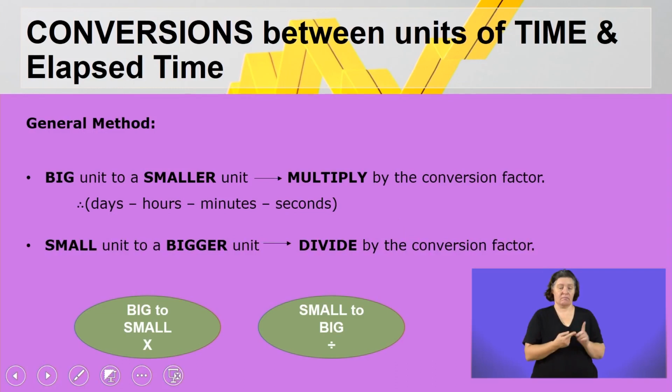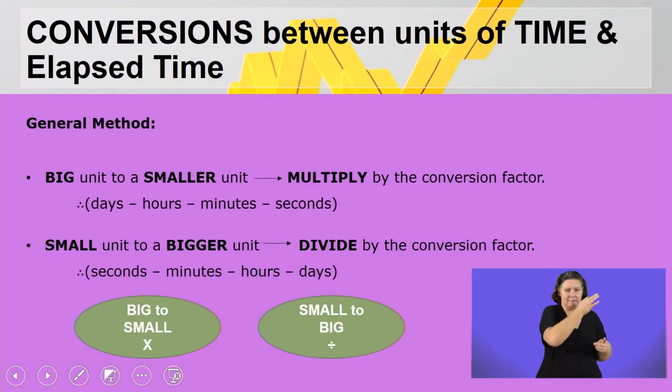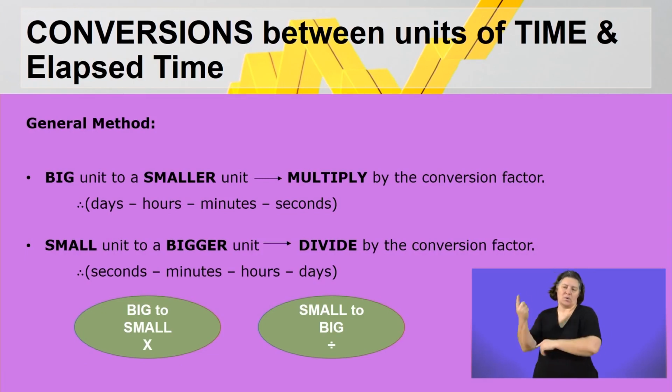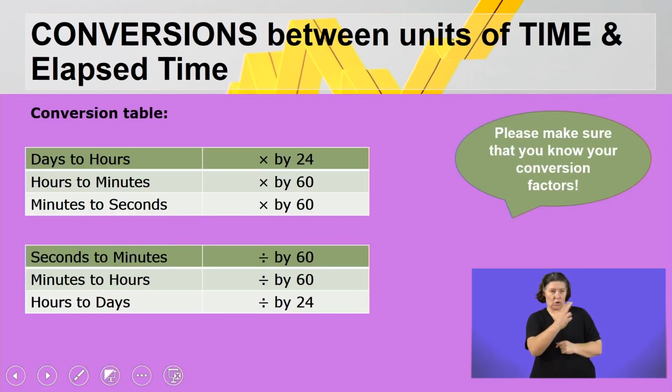Then, when I convert from a smaller unit into a bigger unit, I will divide by the conversion factor. So what do I mean by that? For example, seconds to minutes, I will divide, or minutes to hours, I will divide. Can you see? So from small to big unit, I will divide. So all in all, big to small, you're going to multiply, and then small to big, you're going to divide. So let's quickly look at the conversion table.